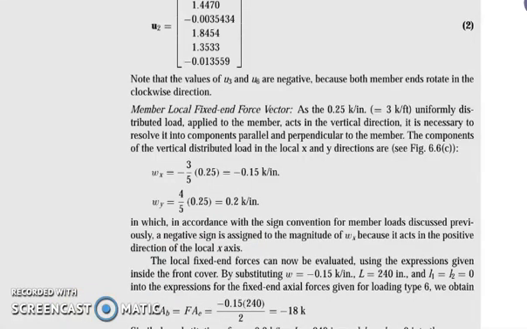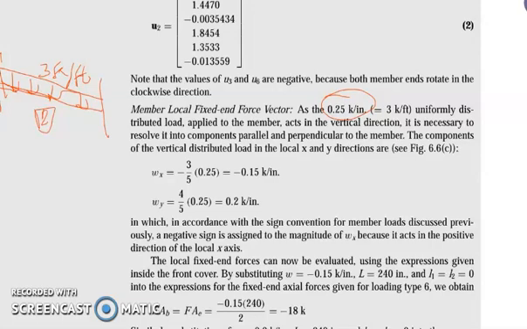Now, for member 2, the external load acting is a uniform loading with an intensity of 3 kips per feet. If you observe, here we have our uniform loading on member 2. If you convert this into inches, that is equivalent to 0.25 kips per inch.